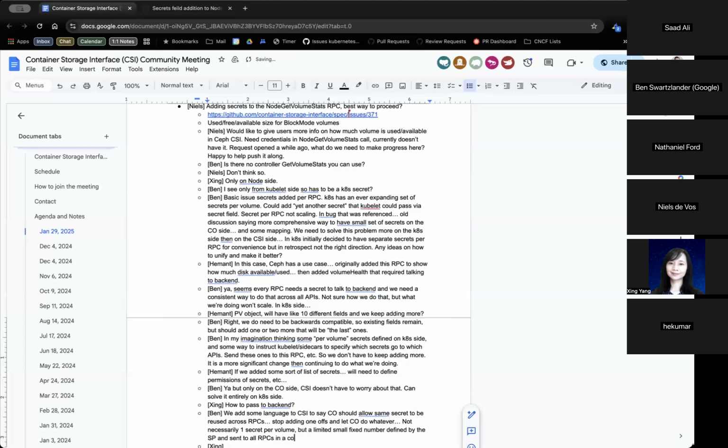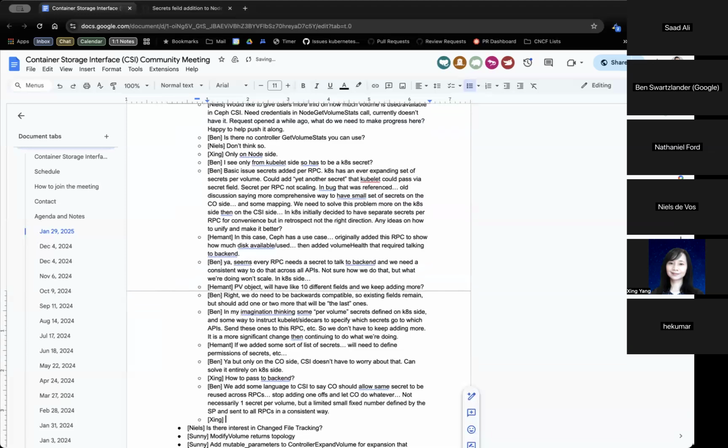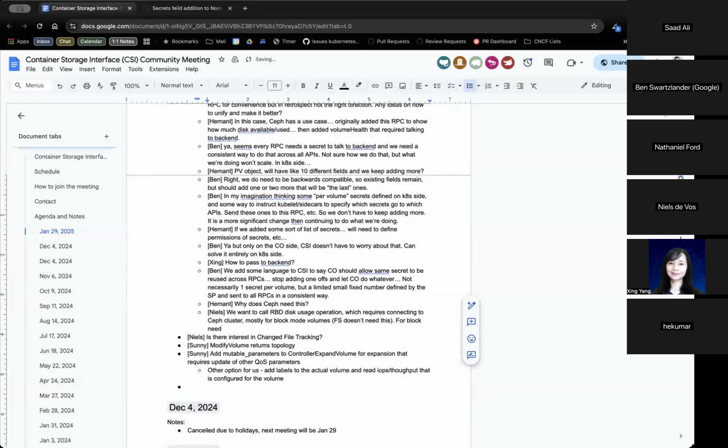So Neil, can you spell out why Ceph needs this? We want to call the RBD disk usage operation, which requires connecting to the Ceph cluster, and it's mostly for block mode volumes. For file systems, it's less interesting because you can get the file system metrics, but for block mode volumes, we want to know how much the block volume is actually used: how much of the RBD image is actually filled with data, and how much is still sparse.